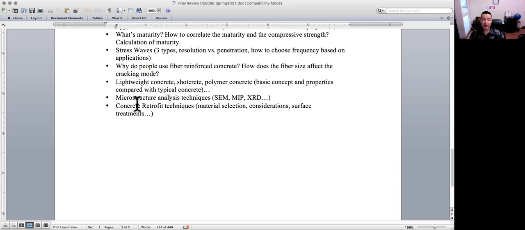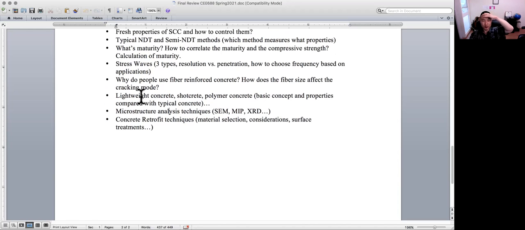And then we discussed microstructure analysis. So you should know. I'm sorry, what did you say about the lightweight concrete? Because we put lightweight aggregate in concrete, for example, the modulus of elasticity will be lower. And why is that the case? Oh, okay, I think I missed the modulus of elasticity. Yeah, modulus of elasticity. Okay.